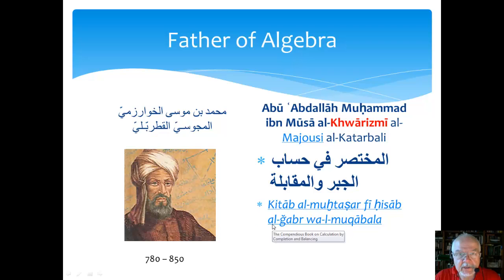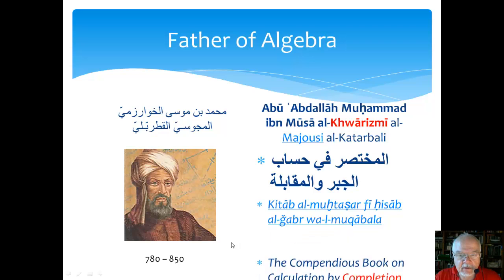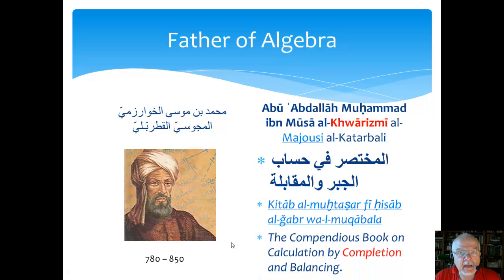You'll notice the words al-gabar. This is where the word algebra comes from. And the title of the book can be translated as the Compendious Book on Calculations by Completion and Balancing. And the word al-gabar is translated as completion or reuniting.